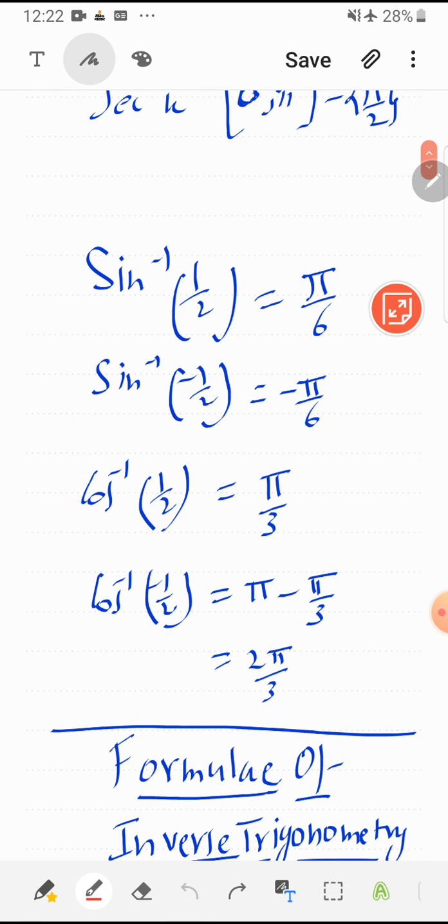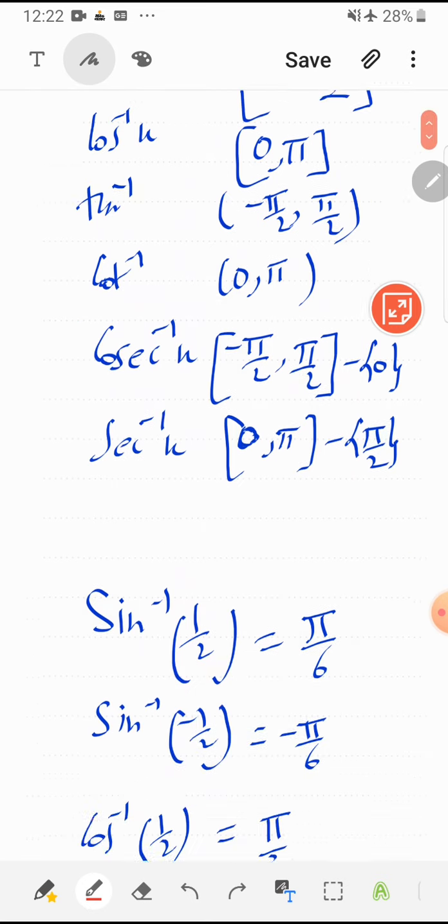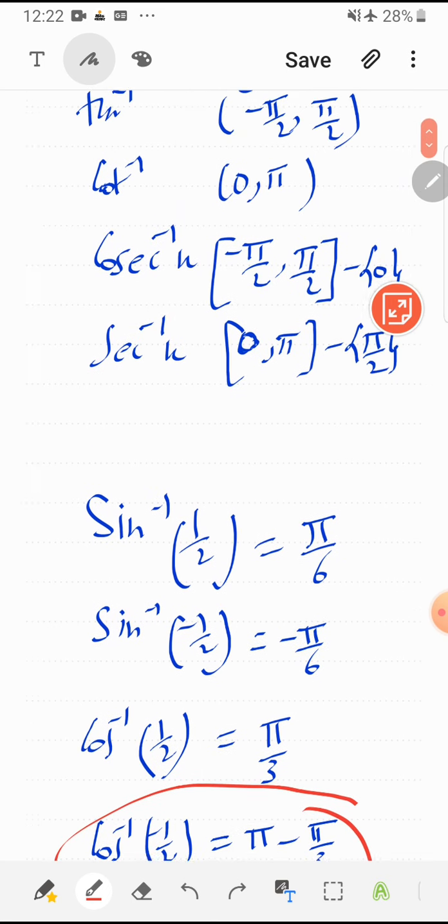When I say sine inverse half, the value is pi by 6 or 30 degrees. When I say sine inverse minus half, the value is minus pi by 6. When I say cos inverse half, the value is pi by 3. But when I say cos inverse minus half, the value is not minus pi by 3, because I told you that the principal value of cos inverse x does not include negative angles. So to get the value of the angle, we write pi minus pi by 3. The same is the method for secant inverse and cot inverse.